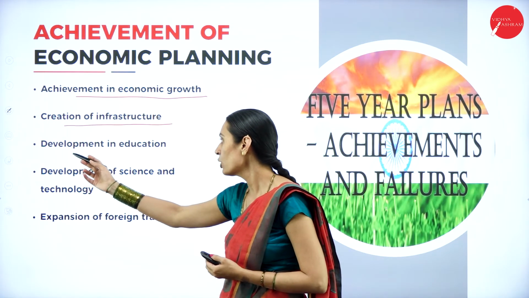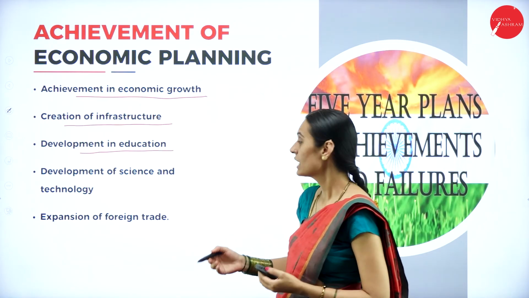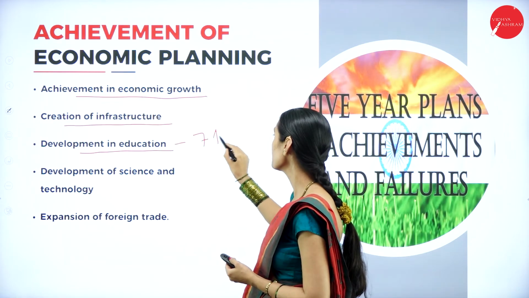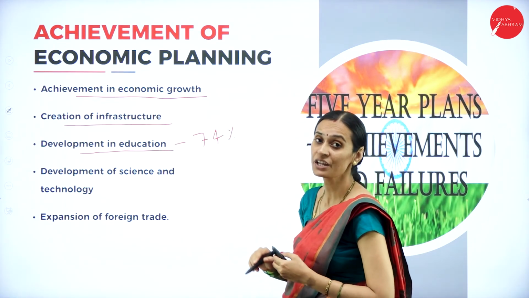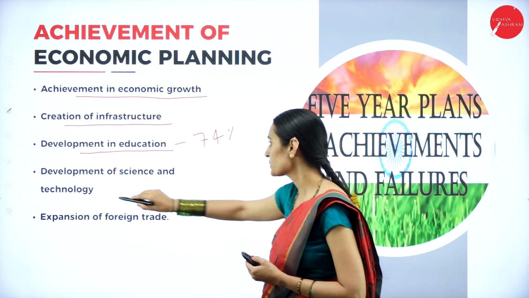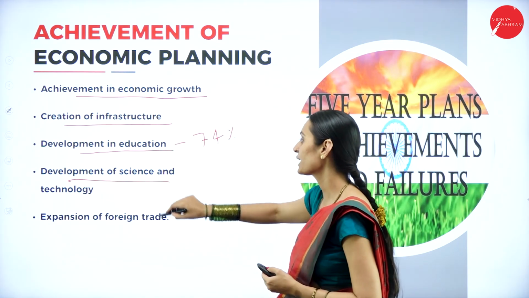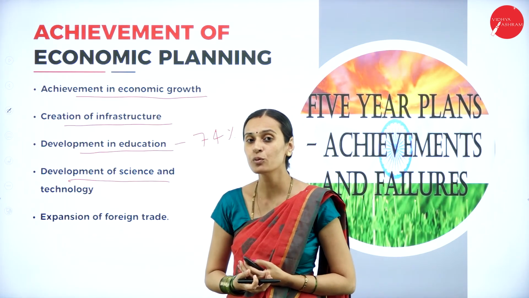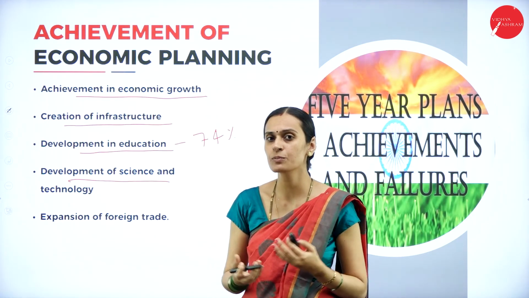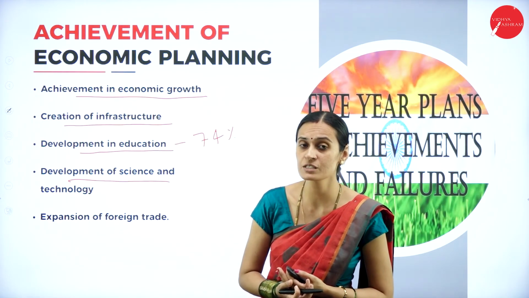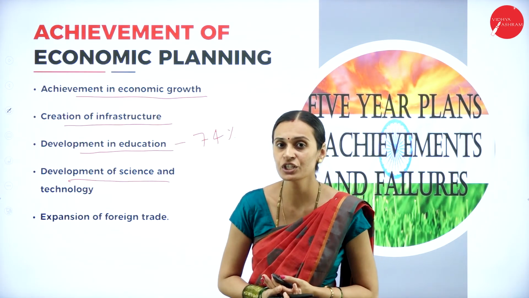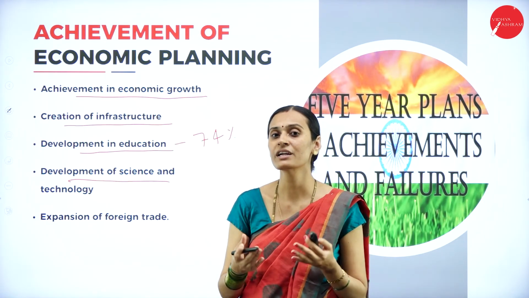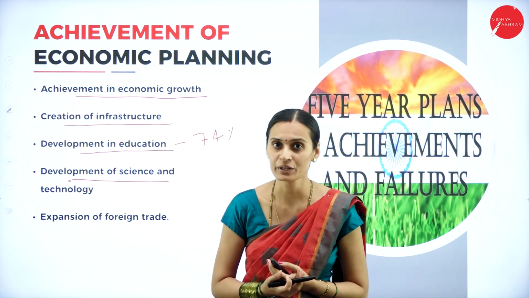And next one, development of education. By infrastructure development, we have now achieved a 74% literacy rate. Next, the development of science and technology and the expansion of foreign trade, producing import substitutes and increasing exporting items. We have achieved first place in exporting engineering items and textile products. These are all contributions of the implementation of five-year planning.